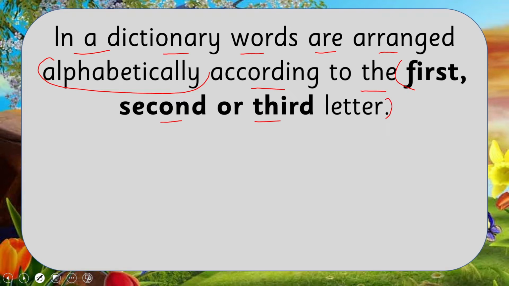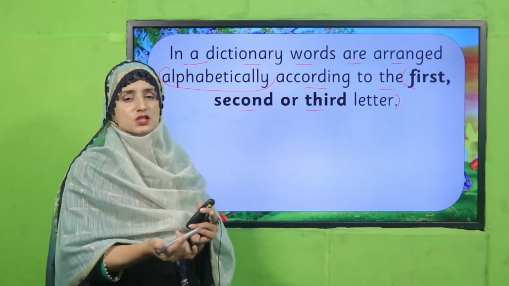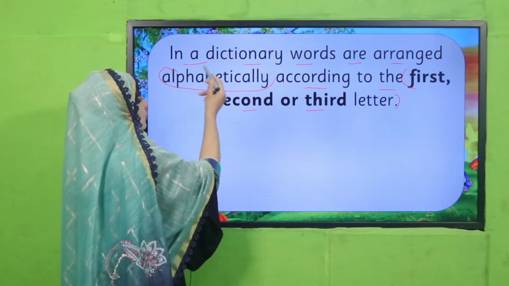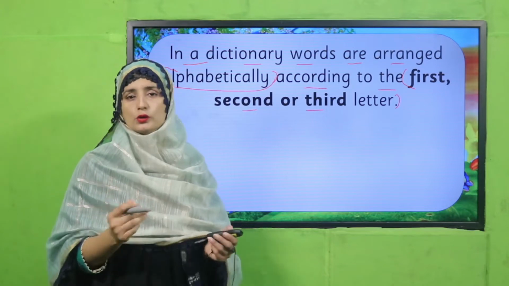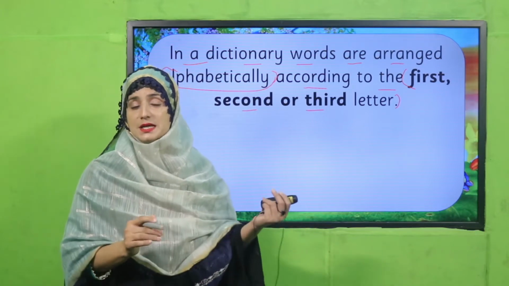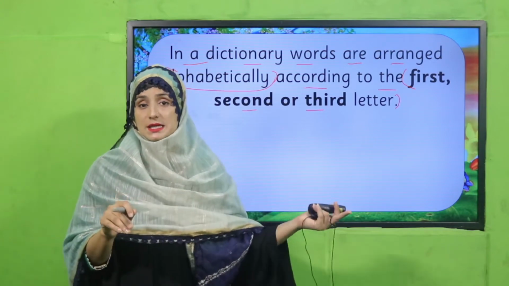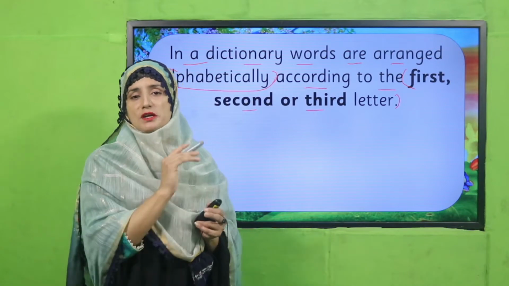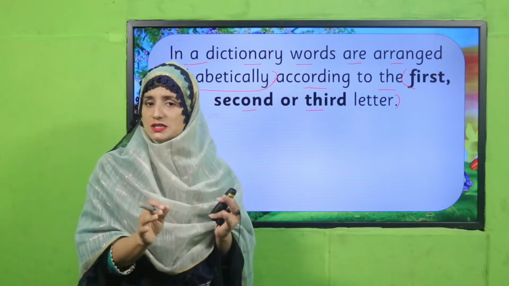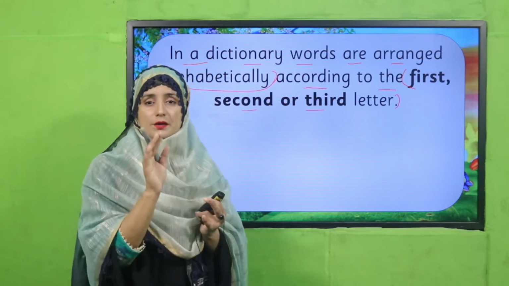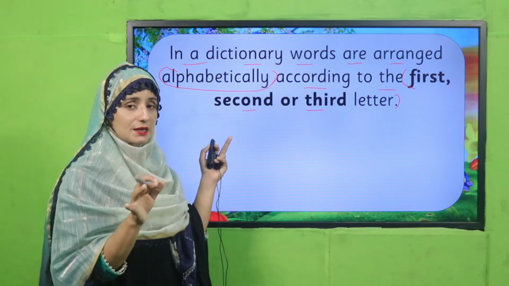My dear students, first of all, we should know how words are arranged in a dictionary. Words are arranged in a dictionary through alphabetical order. Question arises, what is alphabetical order? You know that we have 26 letters in the alphabet, starting from A, B, C, D, and so on till Z. So when we read these letters in sequence, A, B, C, D till Z, this sequence is called alphabetical arrangement. So always we will find words in the dictionary according to the alphabetical arrangement.